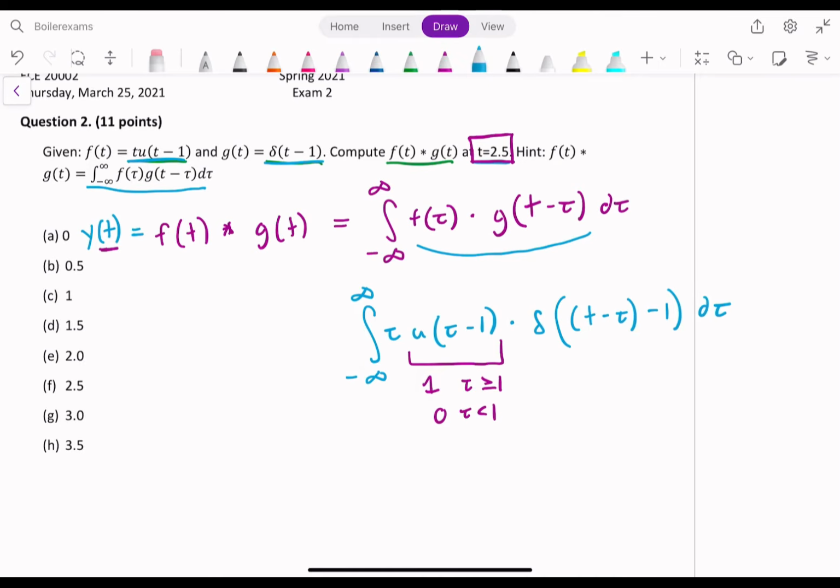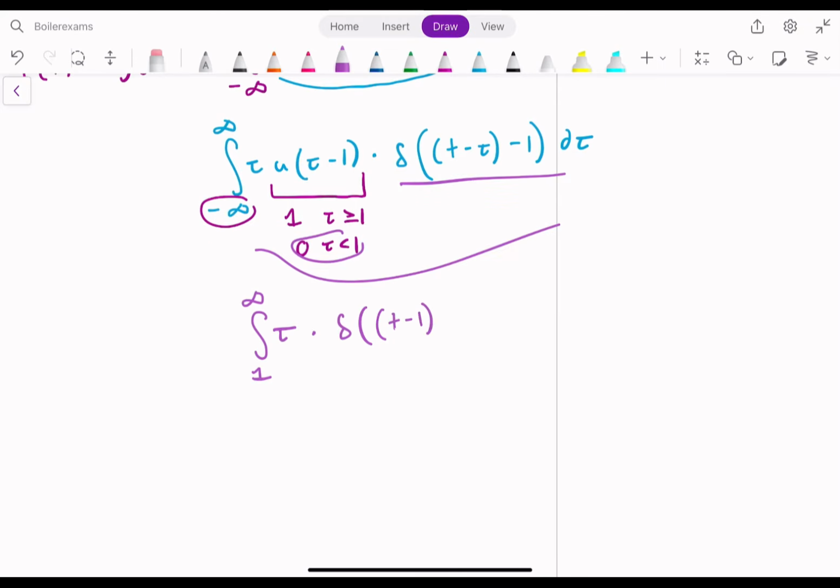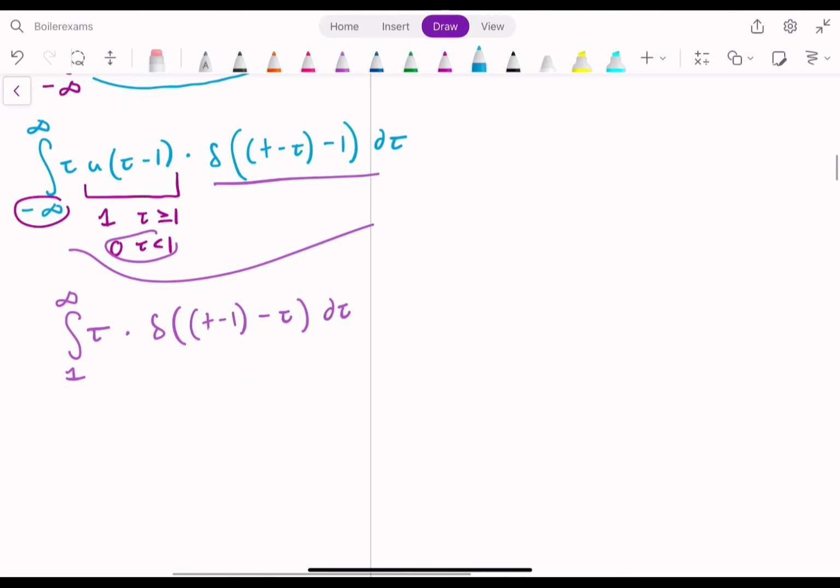With that, we have to restrict our bounds of integration, because when this is 0, this entire expression is 0, and so there's nothing to integrate over. So we are going to integrate from 1 to infinity now, and we can get rid of that unit step function because it is just equal to 1. So now we have tau times the Dirac delta function, and I'm going to rewrite this expression as t minus 1 minus tau.